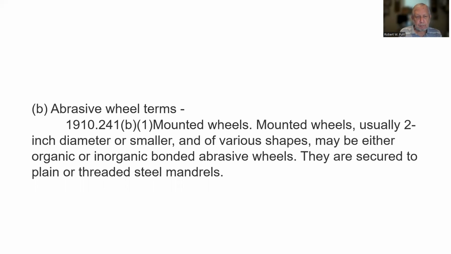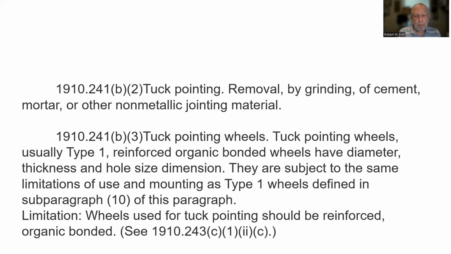Abrasive wheel terms. This is paragraph B now. Mounted wheels, usually 2-inch diameter or smaller and of various shapes, may be either organic or inorganic bonded abrasive wheels. They are secured to plain or threaded steel mandrels, usually 2 inches or smaller. That's pretty small. Tuck pointing, removal by grinding of cement, mortar, or other non-metallic jointing material. Tuck pointing wheels, usually type 1, reinforced organic bonded wheels, have diameter, thickness, and hole size dimension. They are subject to the same limitations of use and mounting as type 1 wheels defined in subparagraph 10 of this section. Limitation: wheels used for tuck pointing should be reinforced.